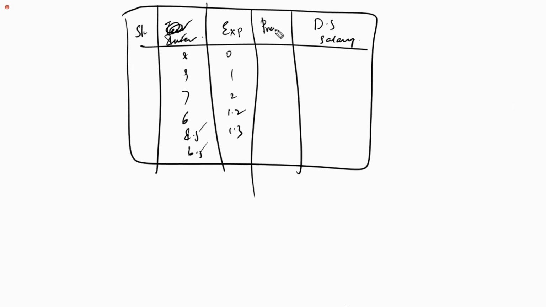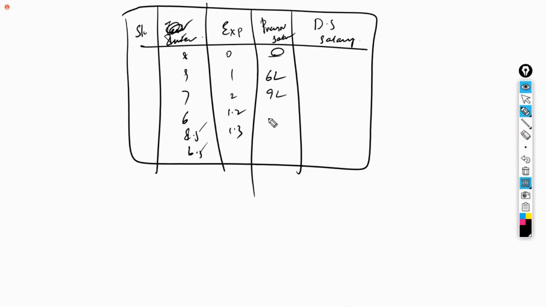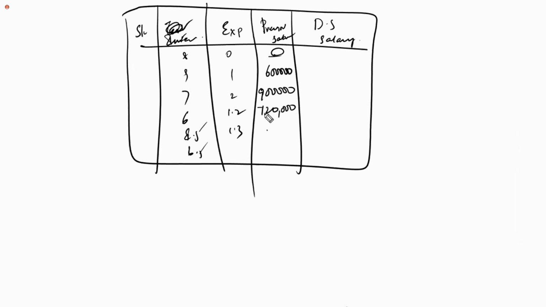Now, your previous salary. Here, an experience of 0 means there will be no previous salary. It is going to be 0. Now, a one-year experience person is going to have a previous annual salary of 6 lakhs. 2 years means he is going to have some 9 lakhs. 1.2 means he is going to have 7.2 or 7.5, in terms of lakhs. So whatever the value is, this is 6 lakhs, this is 9 lakhs, this is 7 lakhs 20,000, 7 lakhs 40,000. Something like this.